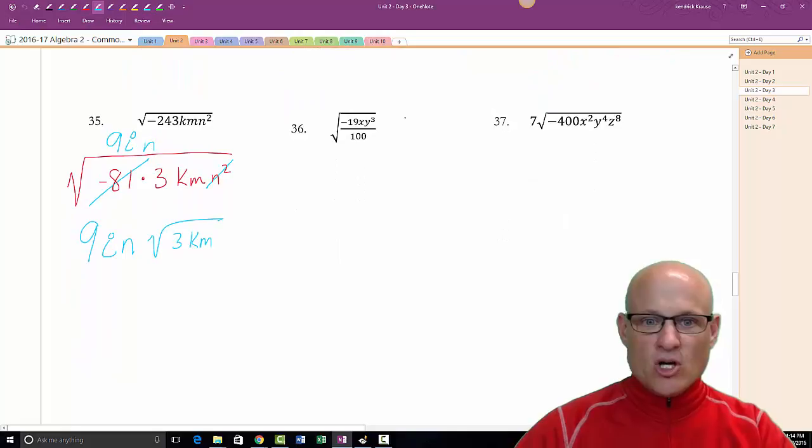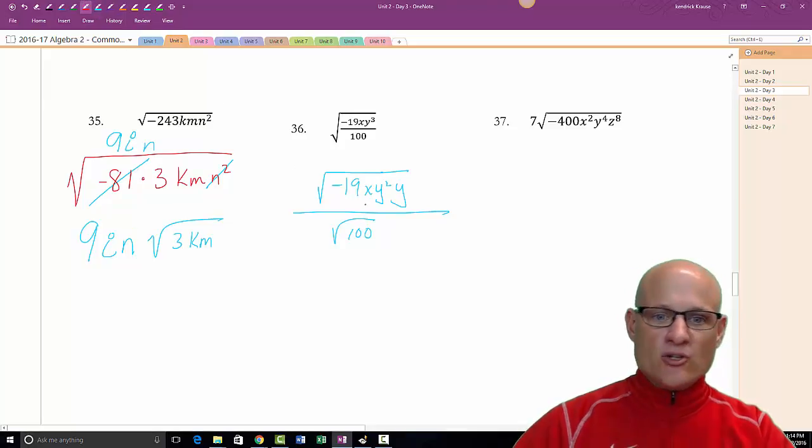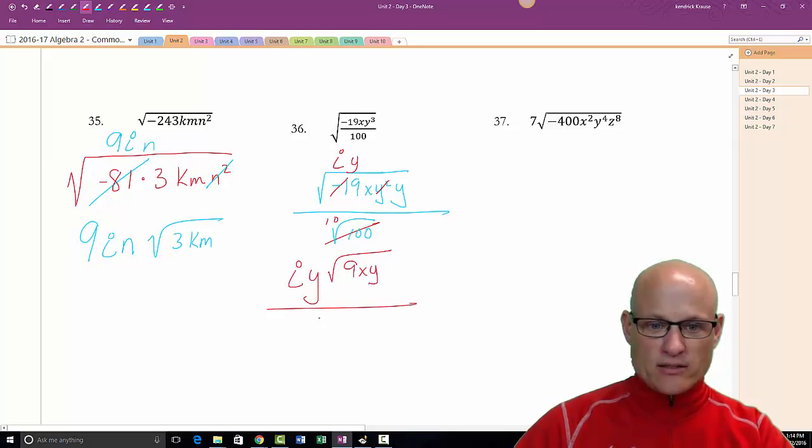All right, almost done. This is going to be equal to the square root of negative 19x y squared y all over the square root of 100. I can't do anything with the square root of 19, but the negative, I can do that. That's i. And this is y. And this is 10. So it's i y square root of 19xy over 10.